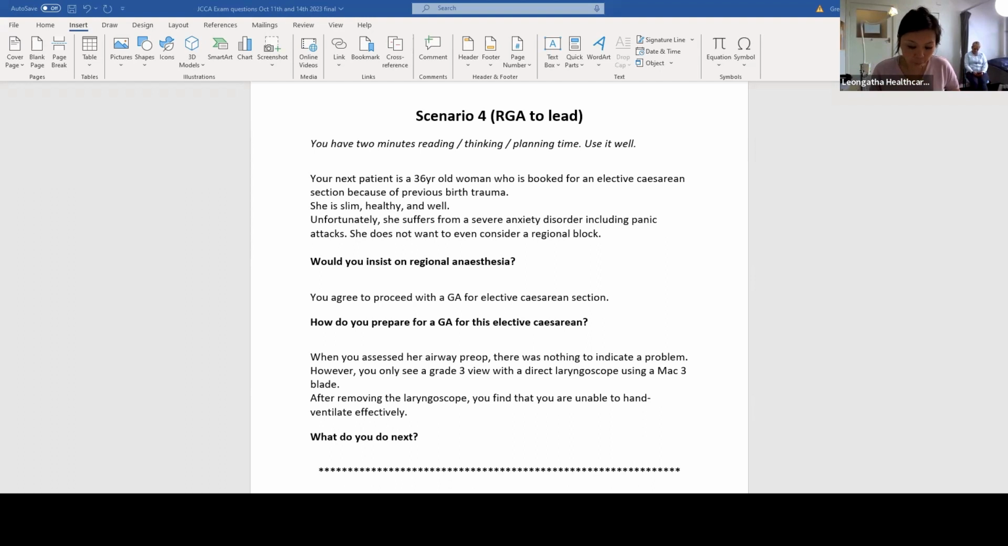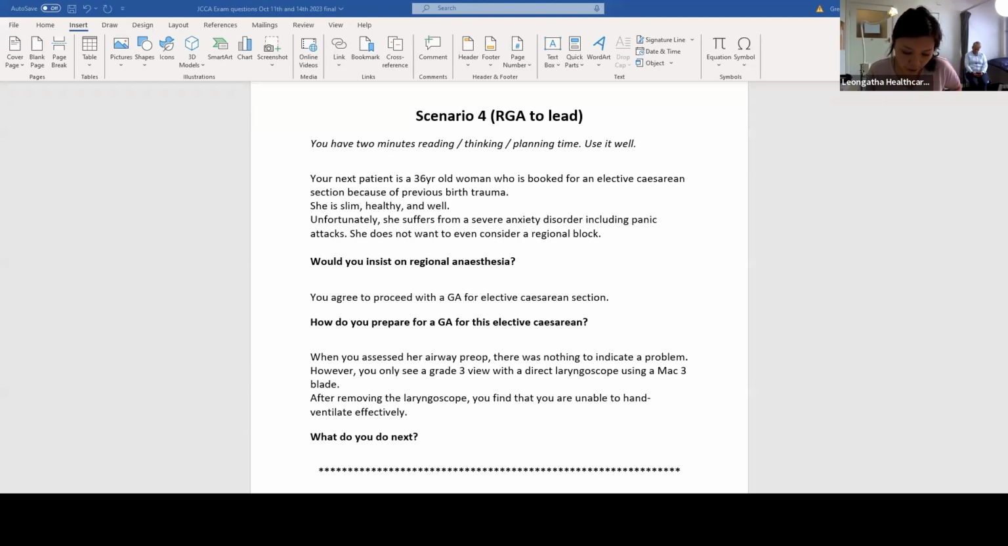I would also have my drugs drawn up. For induction, assuming she doesn't have any allergies or a really strong history of anaphylaxis to anything, I would use 200 milligrams of propofol and 1.2 milligrams per kilo of rocuronium. That's my choice because rocuronium gives more prolonged paralysis than suxamethonium should my first attempt be unsuccessful, and I'm more familiar with using rocuronium than suxamethonium.